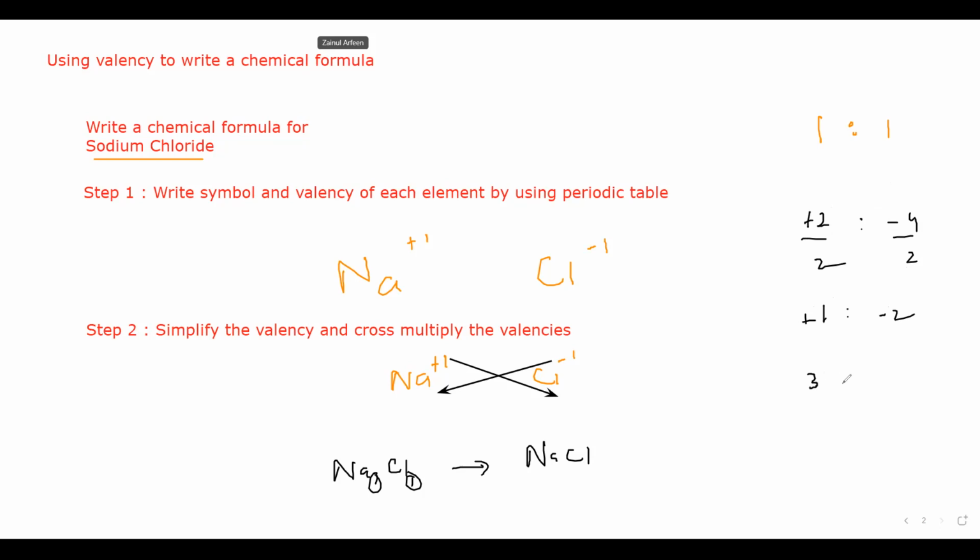For example, if one of the valencies is 3 and another one is 6, so 3 and 6 can be simplified as 1:2. So that's the meaning of simplification.